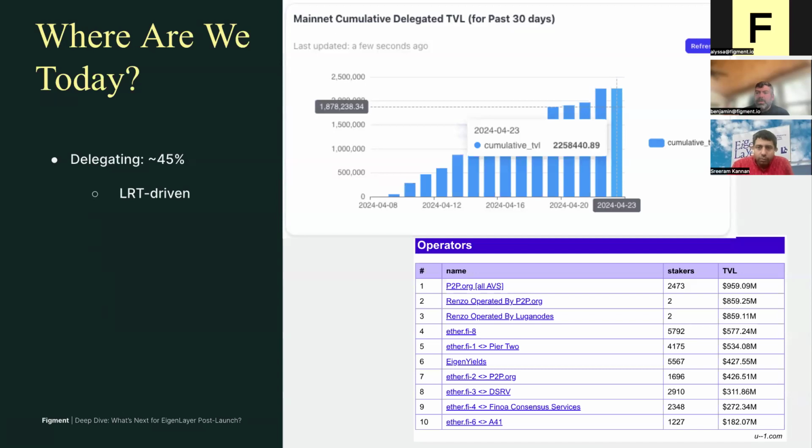Roughly half so far has been delegated. And the bottom chart was taken from another source. It has to do with operators. So obviously this has been delegated. And to your point, Sreeram, a lot of these are LRTs. So it does feel like the delegation piece seems to be driven so far by LRTs. But obviously, it's only been 2 weeks, and so I would presume that we'll see a lot more participation soon. Next slide, please.